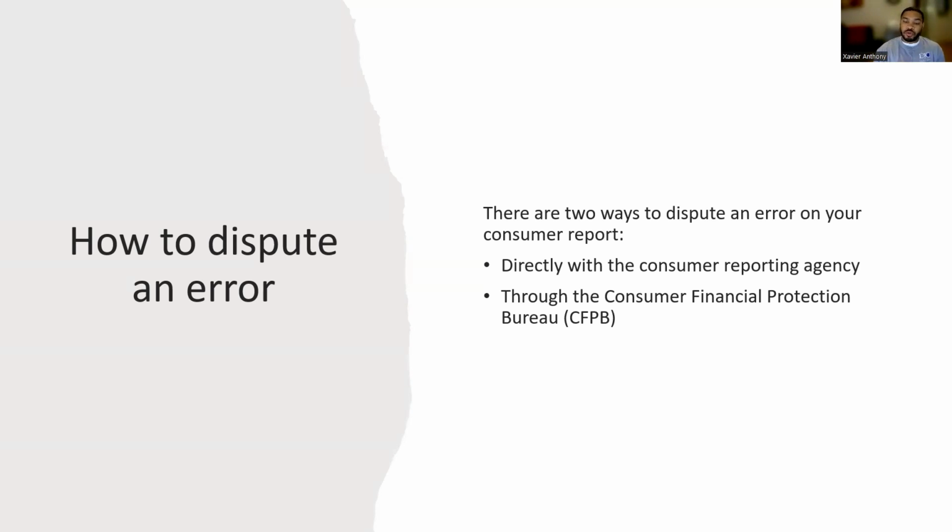Or you can dispute through the Consumer Financial Protection Bureau. You can file a complaint with the CFPB. The CFPB will then forward your dispute to the consumer reporting agency. This method is usually what I do after I've already gathered a little evidence on the consumer reporting agency that they're in violation. I file a complaint through the CFPB. I've sent two letters to the CRA, and so on.